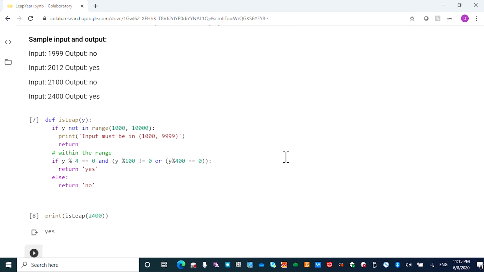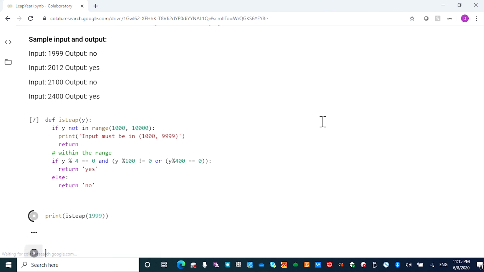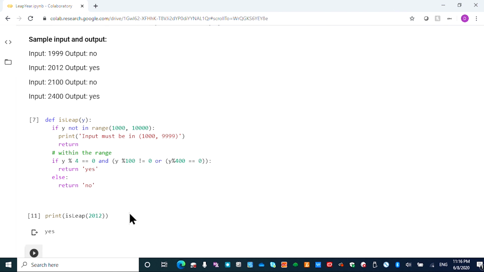So you can run 2400. It says yes. And 1999, it said no. And 2100, it should be no. And 2012, yes. And let's try 2020, this year. Yes. So this is the year.